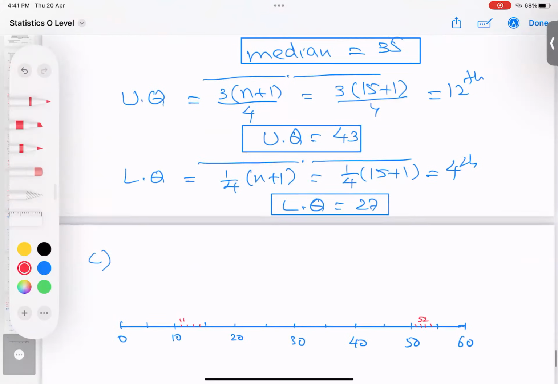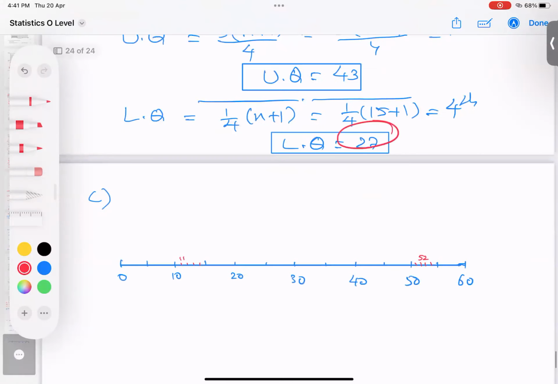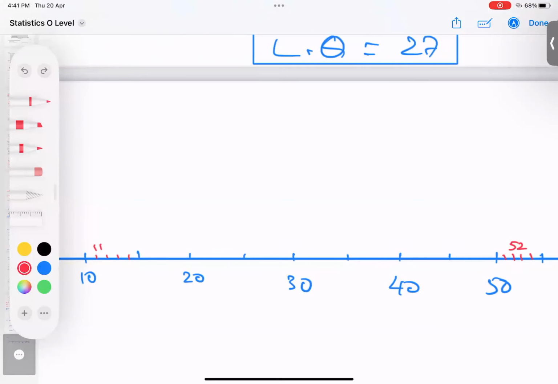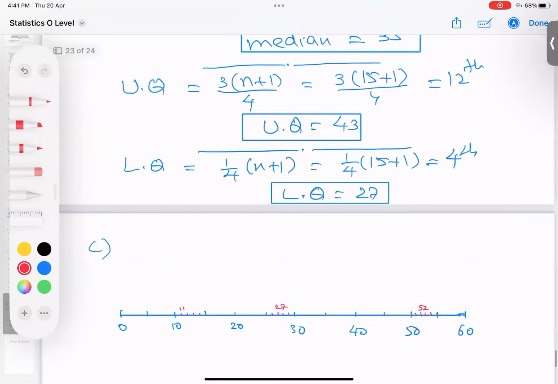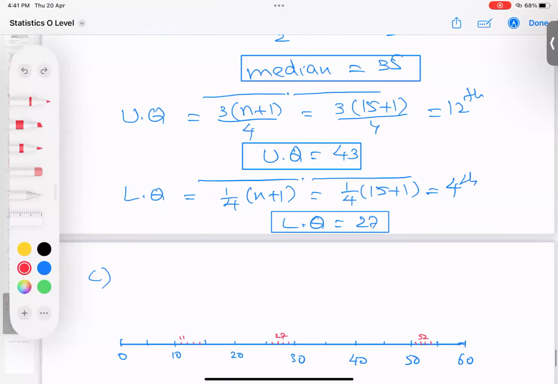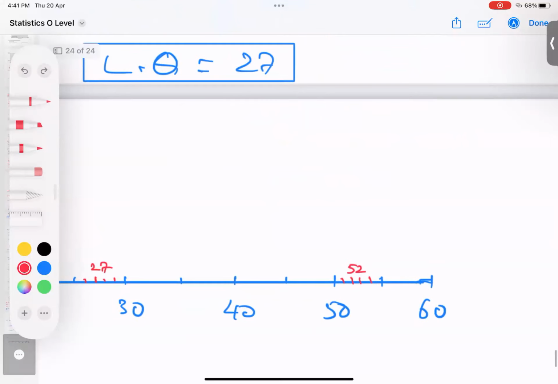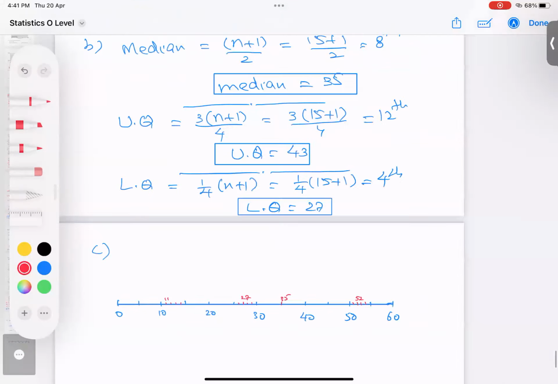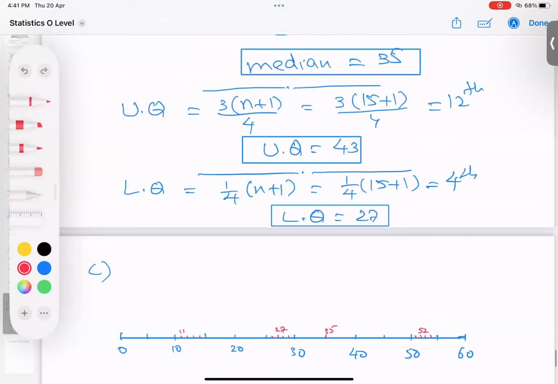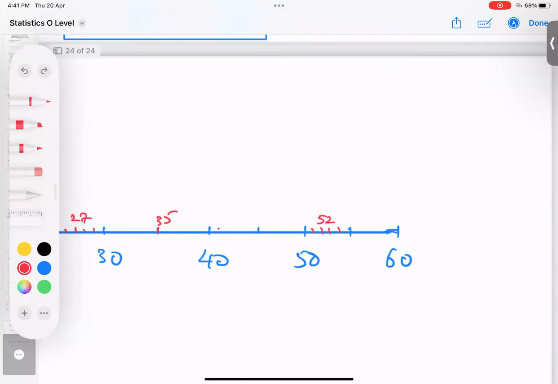Okay, then I'll go for the lower quartile, 27. So 27, where? 25 is definitely here, 25, 26, 27, 28, 29, and 30. So this is 27. Now I go for 35. 35 is naturally confirmed. This is 35. And now I'm going for 43. 43 is here, 41, 2, 3, 4, and 5. So 43 is coming here.